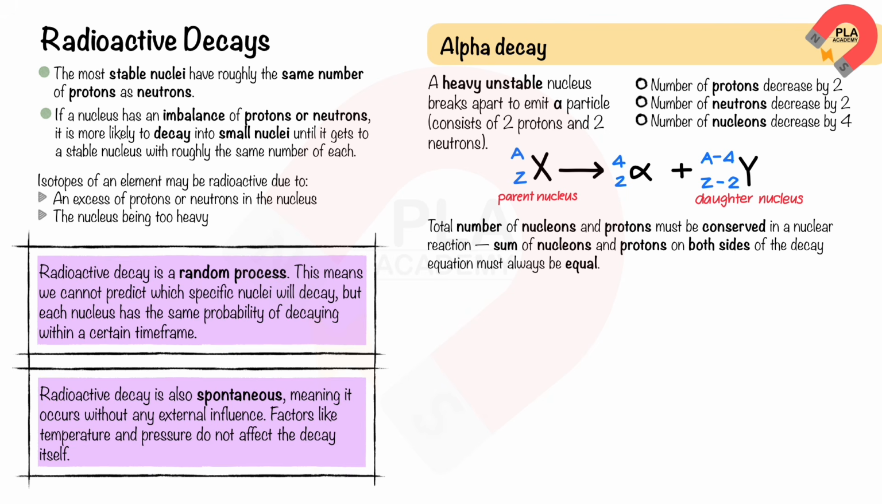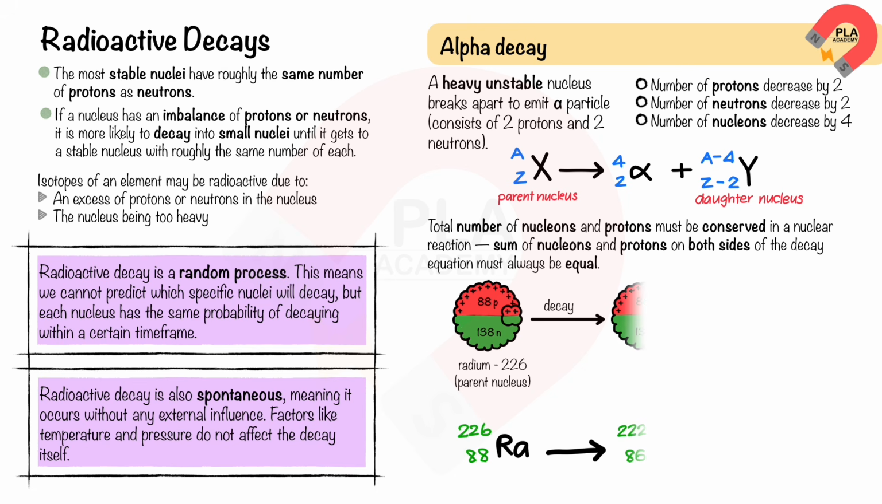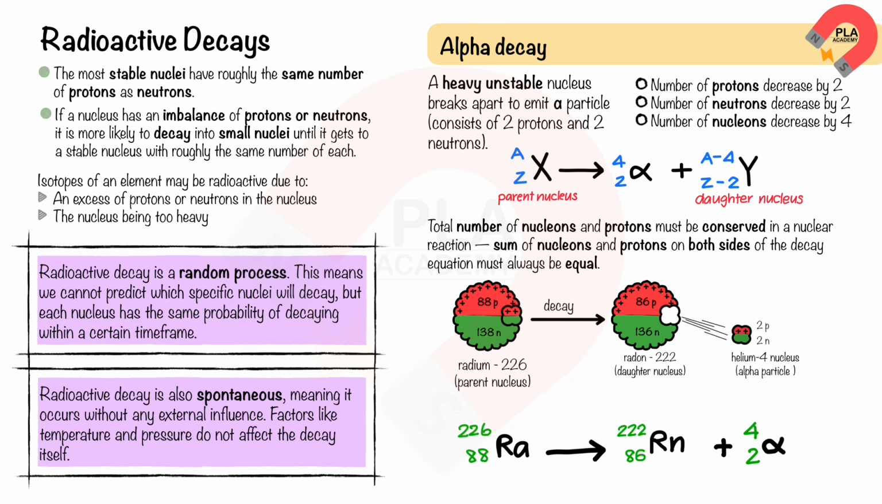For example, an unstable radium nucleus with 226 nucleons, 88 protons, and 138 neutrons. When it undergoes alpha decay, it emits an alpha particle and transforms into a radon nucleus with 222 nucleons, 86 protons, and 136 neutrons. These are called the decay products.